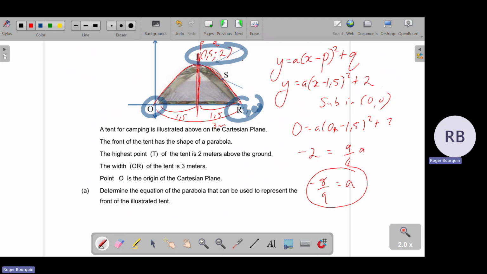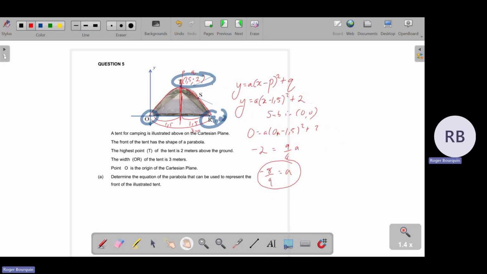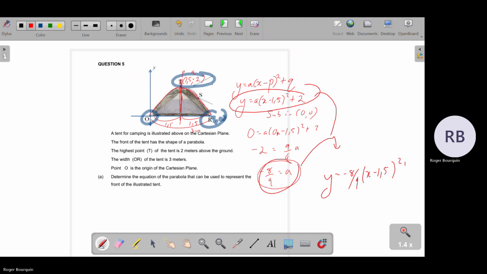Have I answered the question? What was the question? Find the equation. So your final answer, the equation is going to be y. I go back to here, replace a with negative 8/9, and you get y is equal to negative 8/9 (x minus 1.5) squared plus 2. Finish.